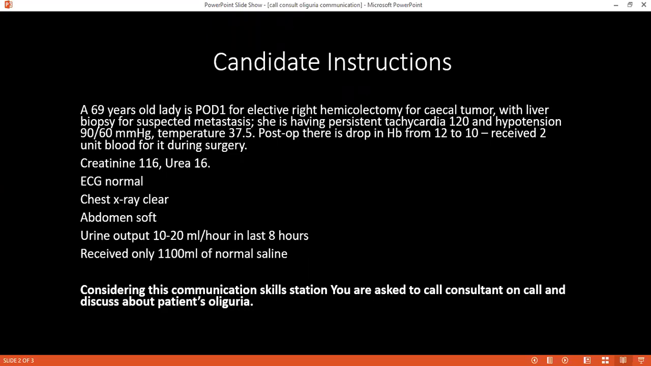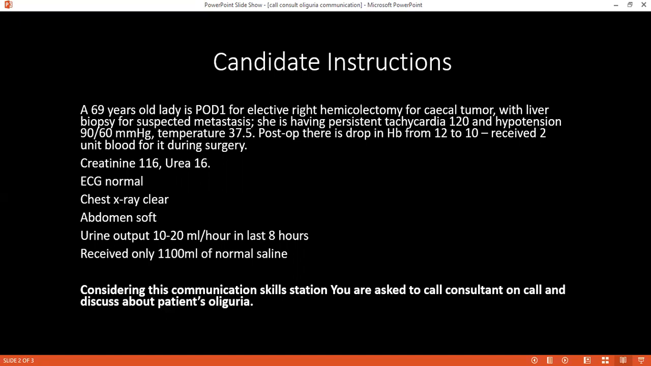Okay. So what do you think the cause is? I think she might have dehydration because she has only had 1,100 ml of fluid, and also there was bleeding. The operative team gave 2 units of blood. Okay. So what will you do now?